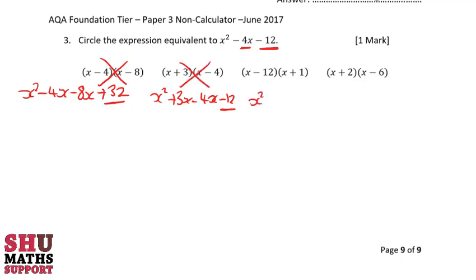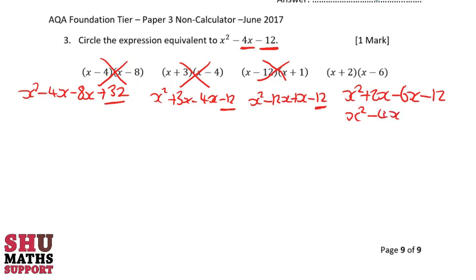The third one, we have x squared minus 12x plus x minus 12. So we have our minus 12, but we have minus 12x plus x, which is minus 11x, but we need minus 4x. So this one's out. So the last one must be the answer, but let's check. x times x is x squared plus 2x minus 6x minus 12. Simplify that, we have x squared minus 4x minus 12. So the last one is the one we need to circle.